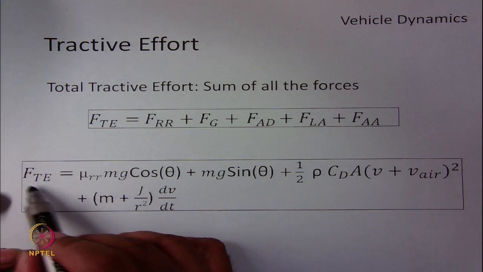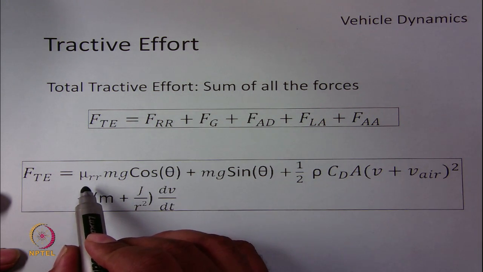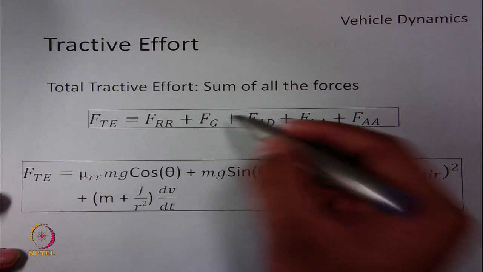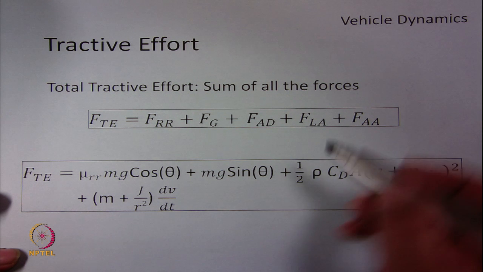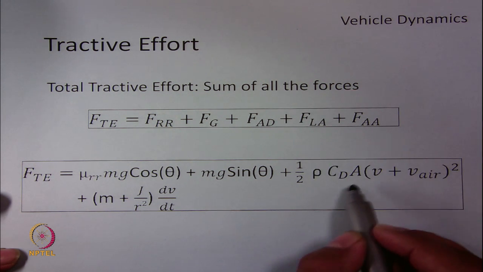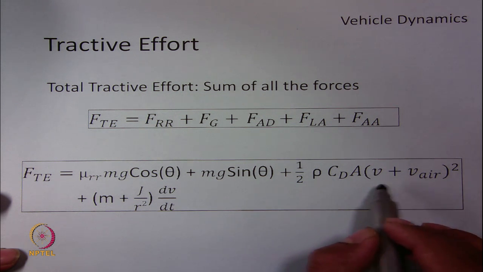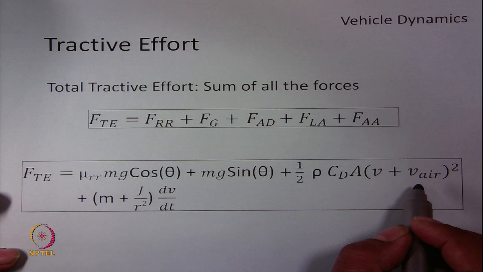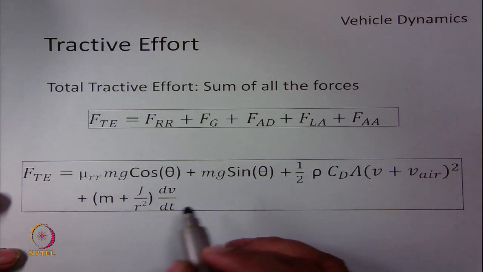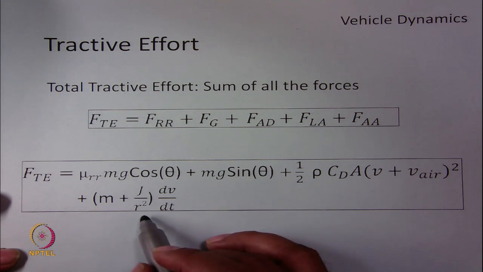So, force due to rolling resistance is F_RR, which is mu_RR m g cos theta, force due to gradient is m g sin theta, force due to aerodynamic drag is half rho C_D A and square of the addition of vehicle velocity and air velocity, and also we have acceleration forces due to linear movement and angular movement.